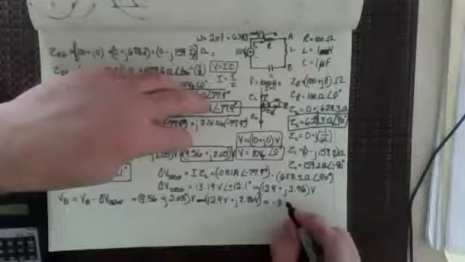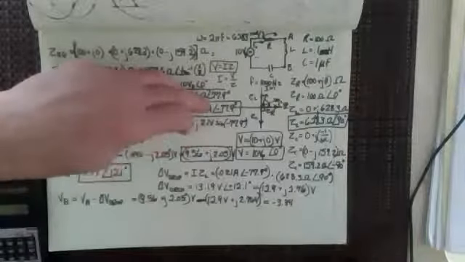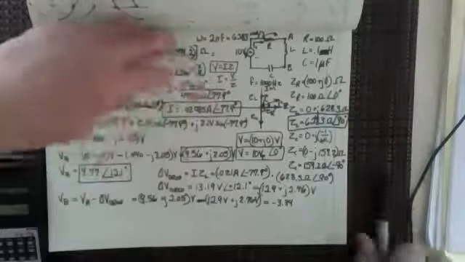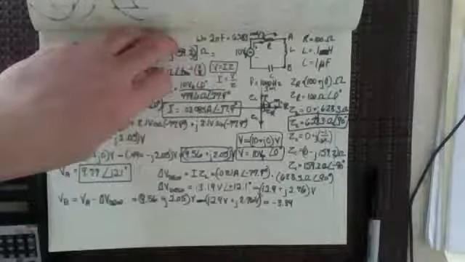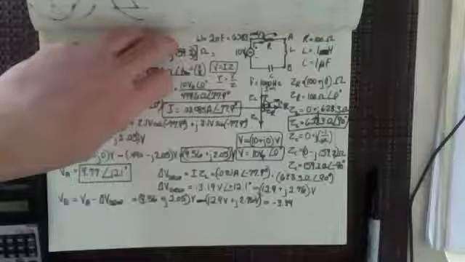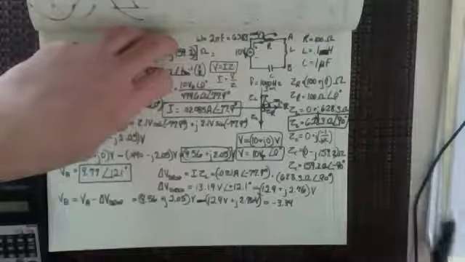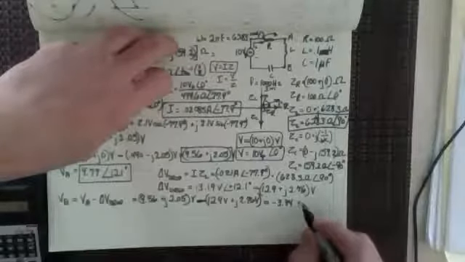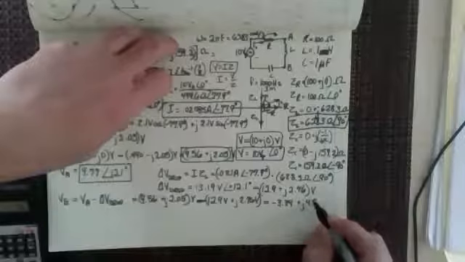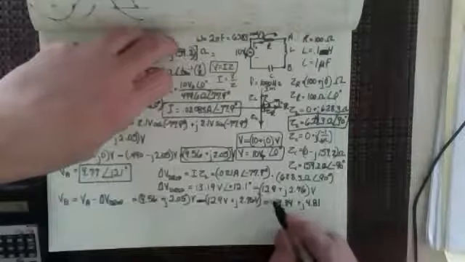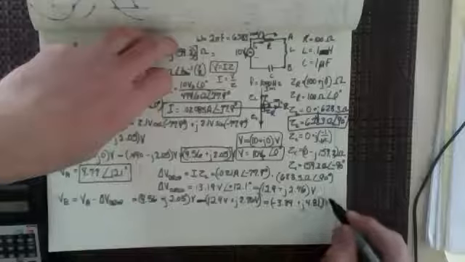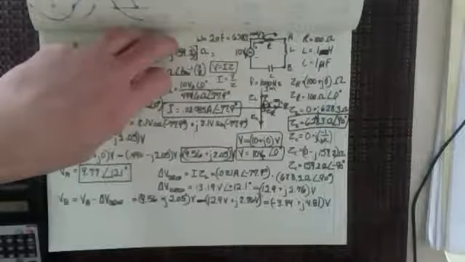Minus 3.34, and 2.05 plus 2.76 gives me 4.81, so plus j4.81. And of course, those are in volts, and that's my voltage at B.